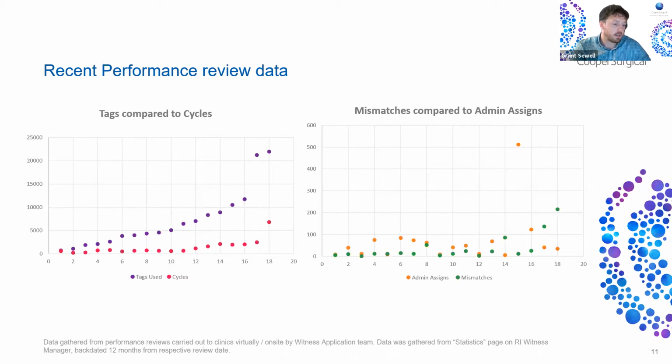But on the right-hand side, you see a graph detailing the mismatches compared to admin assigns. You can see that there is no real trend from clinic to clinic. Some clinics have more admin assigns than mismatches, but in some clinics mismatches are the higher statistic. What we want to achieve going forward is to reduce the amount of admin assigns and mismatches to a minimum, because with that, we can be confident that with yearly performance reviews, RI Witness can be optimized in your lab.